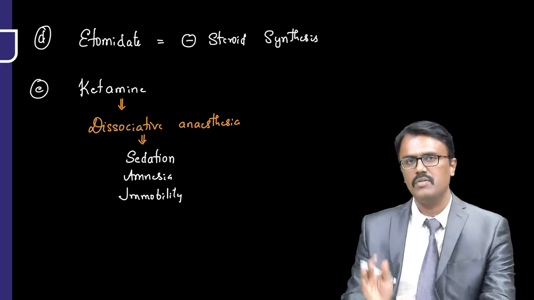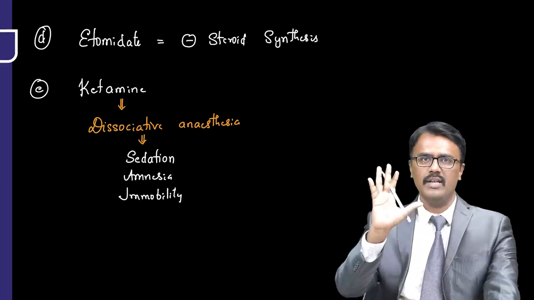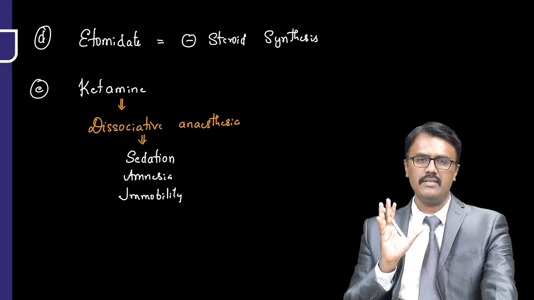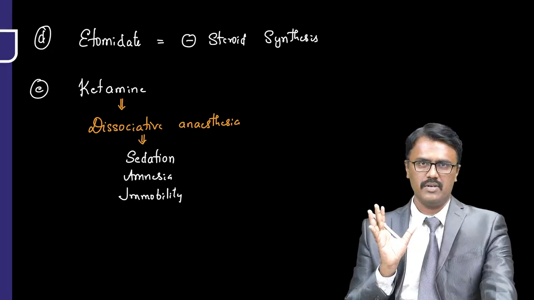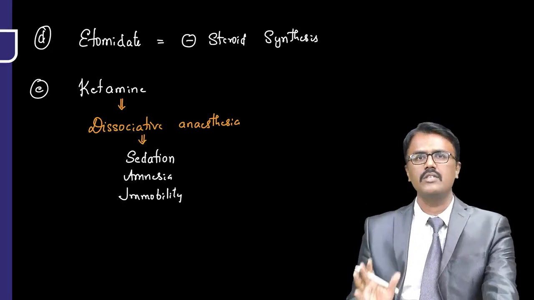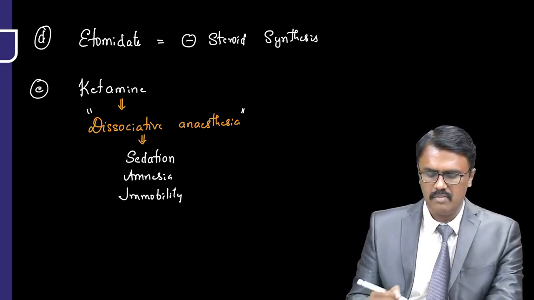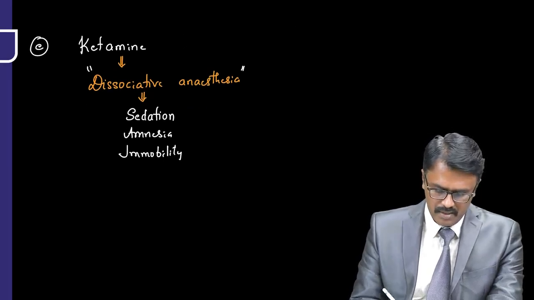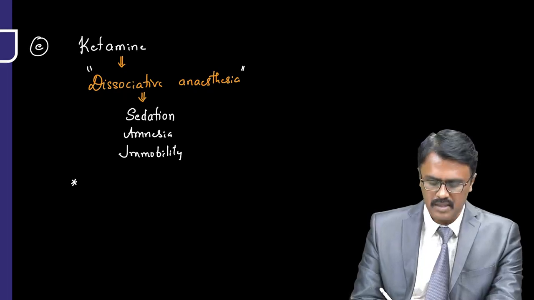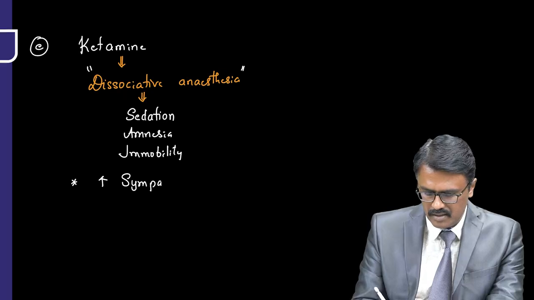So I think you have seen in the movies, from the body the soul will get up and go. So like that he will be immobile, and anything is happening he is not able to respond. So it is like dissociation from one's own body. So it's like dissociative anesthesia is done by ketamine. Very, very good. Now remember, ketamine is a drug which can increase sympathetic activity, which increases sympathetic surge.